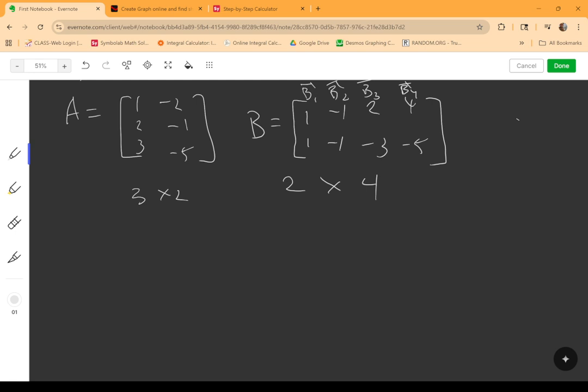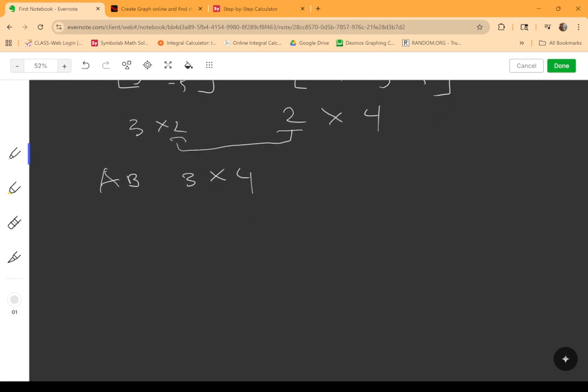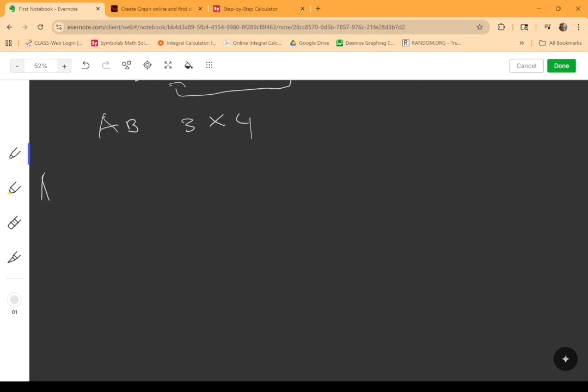Just from our definition, those two inner numbers need to match up: the number of columns in matrix A must match the number of rows in matrix B. So the resulting matrix AB, right away, I know is going to be of size 3 by 4, those outer numbers. Now, symbolically, AB is the matrix A, which is 1, -2, 2, -1, 3, -5, times the first column, 1, 1.